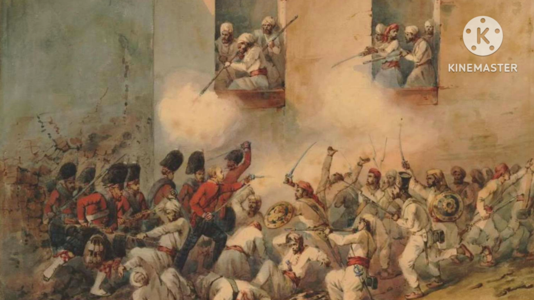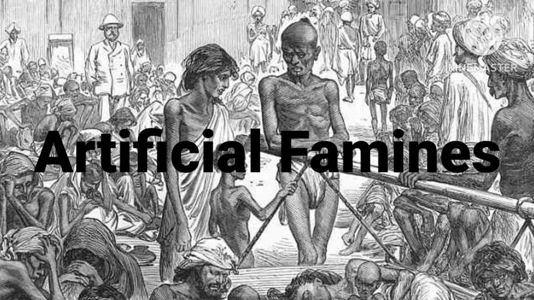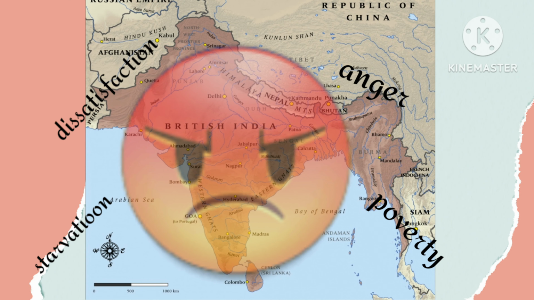After the first war of independence, the British started inducing artificial famines in India. In the famine of 1876 to 1878, 70 lakh Indian people were killed. The rest started to create a murmur of dissatisfaction in the early 1880s.